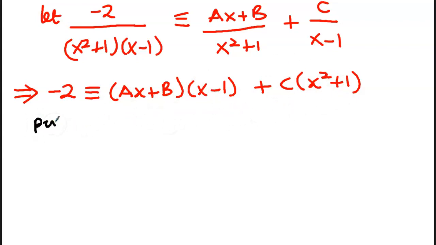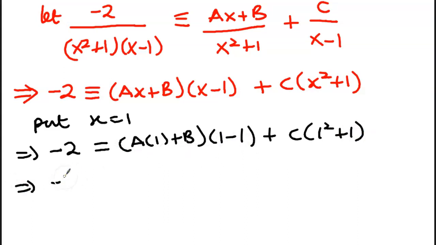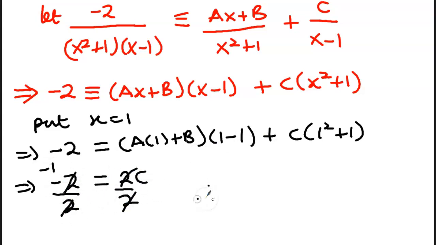So let's put x to be 1, which means that minus 2 will be equal to a times 1 plus b, then 1 minus 1, plus c times 1 squared plus 1. So 1 minus 1 is equal to 0, so this whole term will go to 0. We have minus 2 is equal to 2c. Dividing both sides by 2, this will cancel that, and this will go here, minus 1. So therefore, c is minus 1.